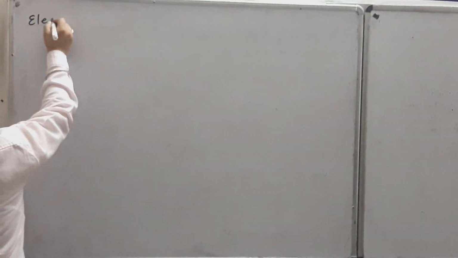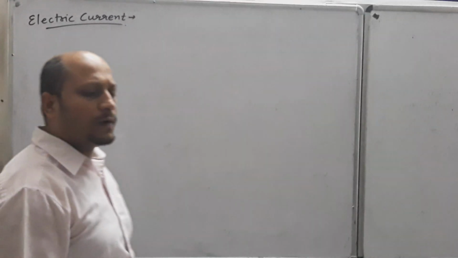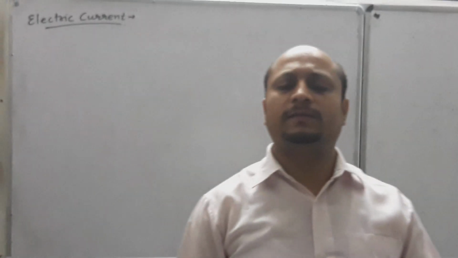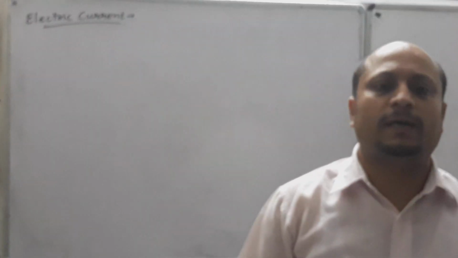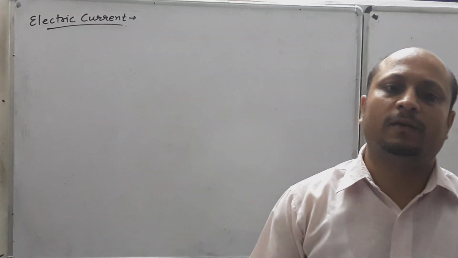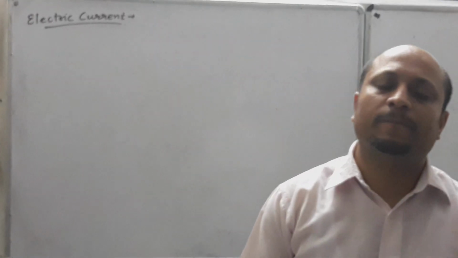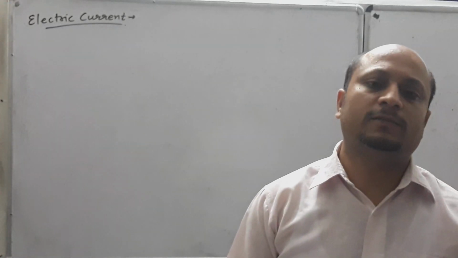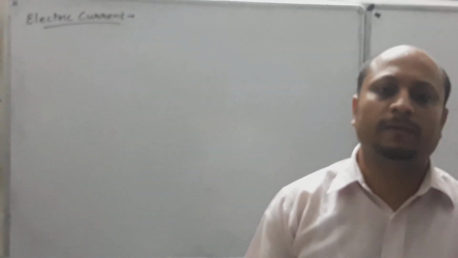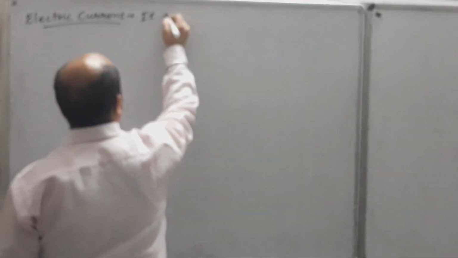So the first term is electric current. Now, what is electric current? It is defined as the amount of charge passing through the cross section area of the conductor in a time interval T.